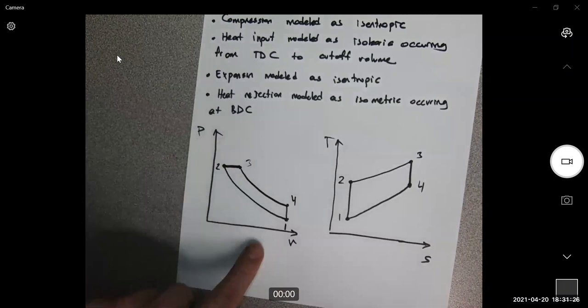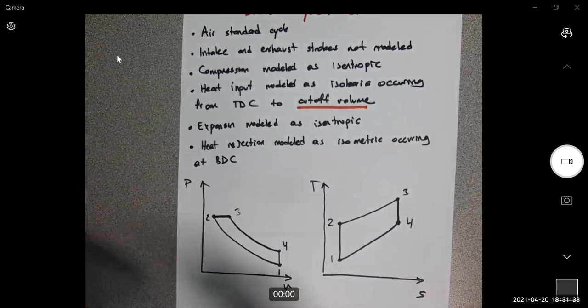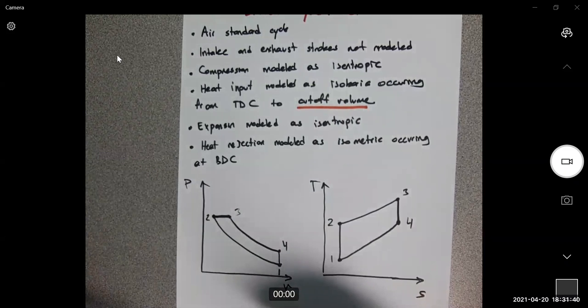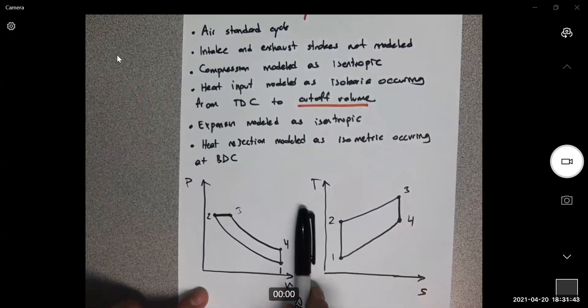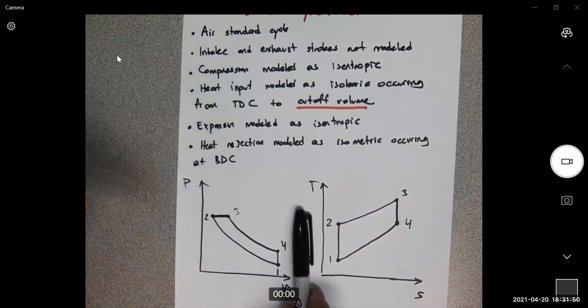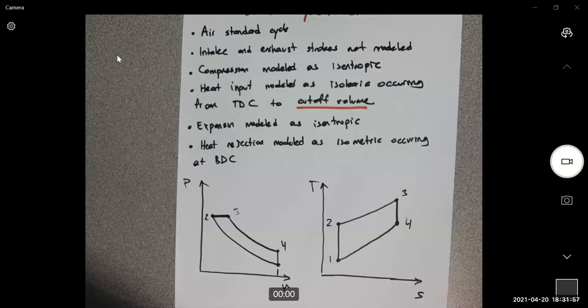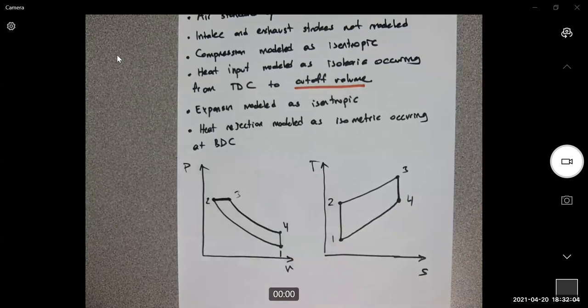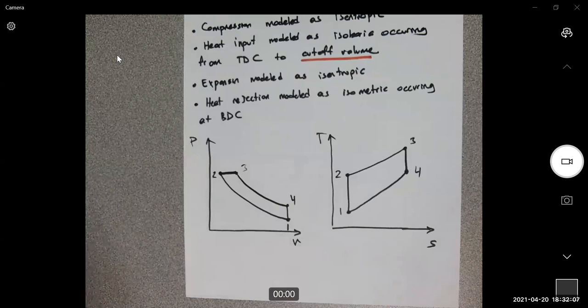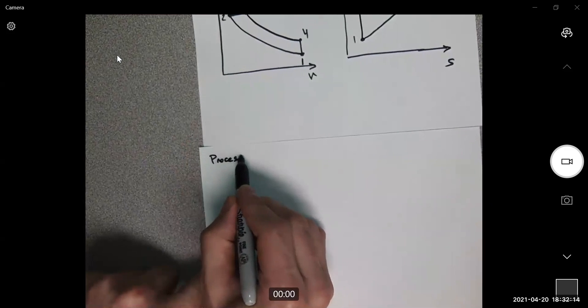So the cutoff volume here. In the Otto cycle, remember, we go from bottom dead center to top dead center. In the diesel cycle, we said we compress a little further. The little further amount is the cutoff volume. After top dead center, we go a little up, it's called the cutoff volume, and it's either given or you can calculate it. That's from state 1 to state 2.